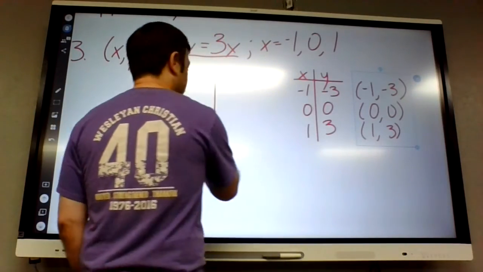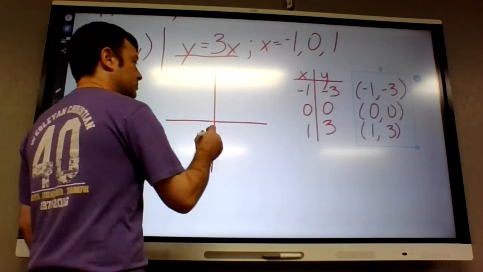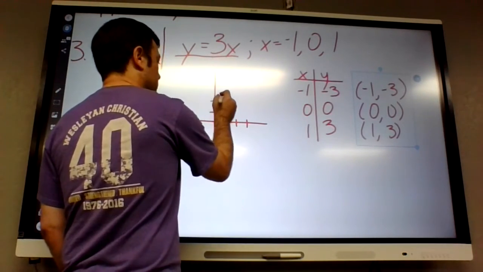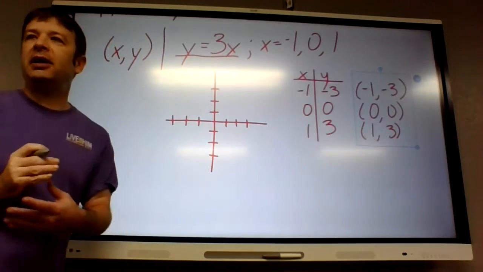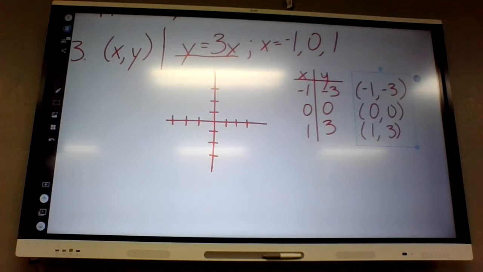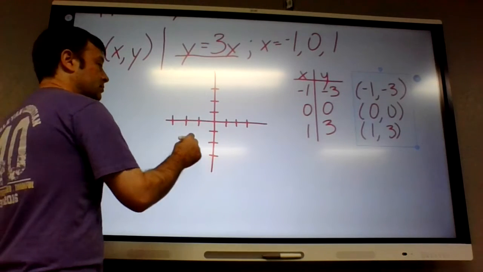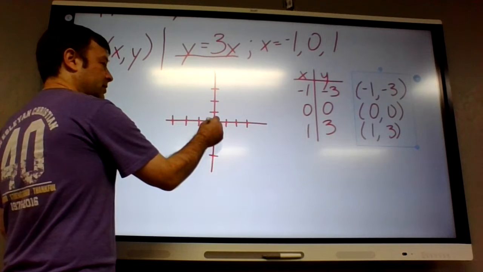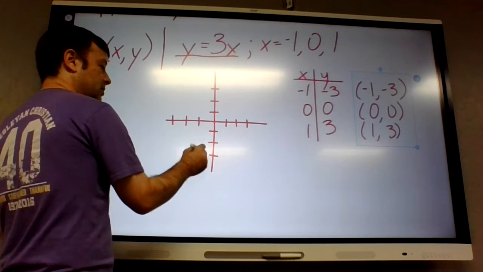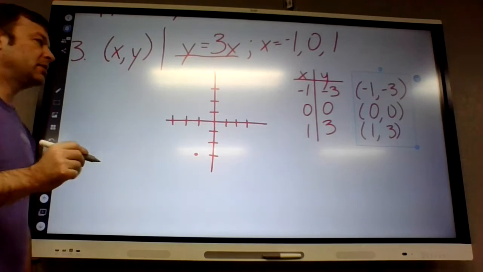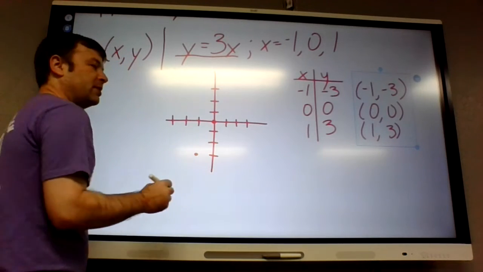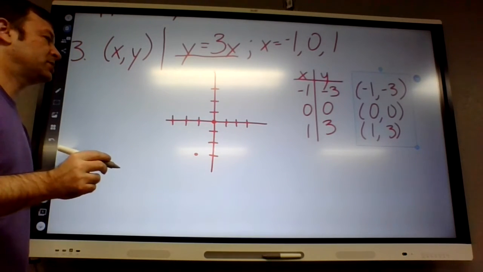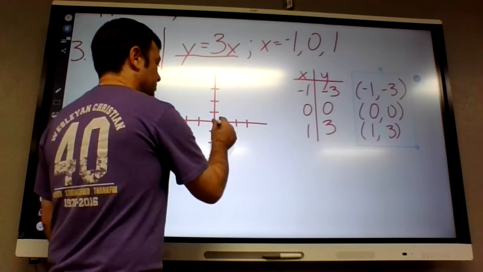So get out your graph paper. All right. Clayton, where is -1, -3 at? It's like bottom left. So tell me where to go from here. 1 over to the left and then down 3. And where's 0, 0 at? Center. What was center called? Origin. And then where's 1, 3 at? To the right and then up.